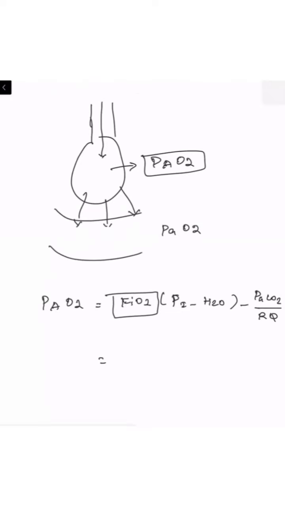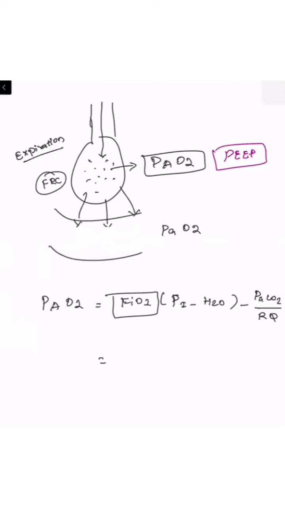Normally at the end of expiration, some amount of air will be present inside the alveoli, which is the functional residual capacity. This is the volume helpful in creating a pressure inside the alveoli, which is nothing but our positive end expiratory pressure. So the PEEP is nothing but the amount of pressure present within the alveoli at the end of expiration.